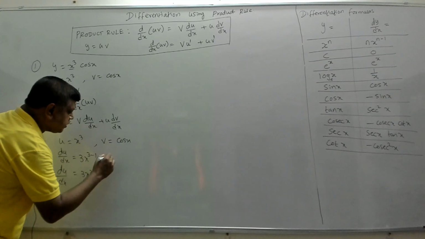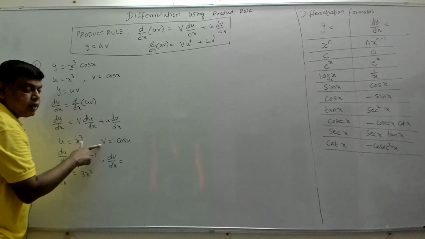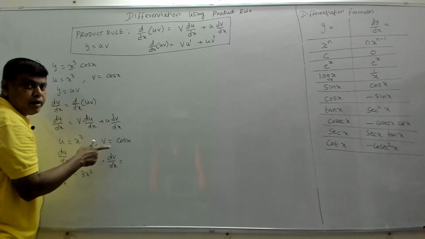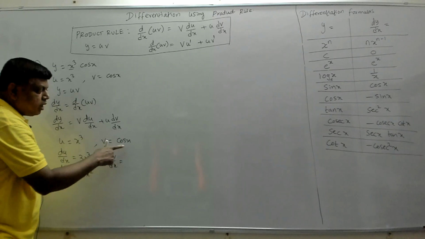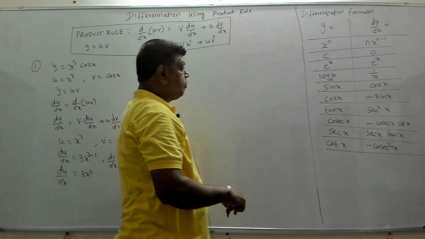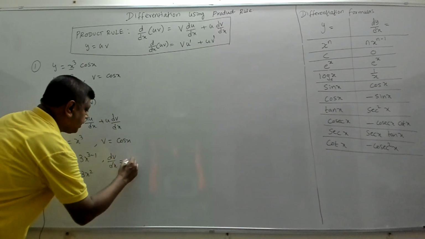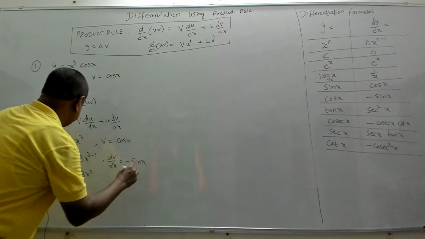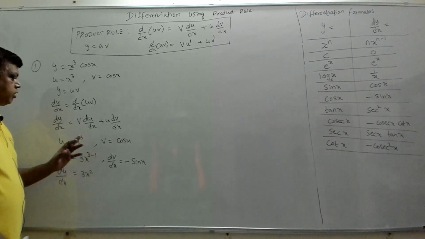Similarly, differentiating v with respect to x gives dv/dx. When you differentiate cos x, you get minus sin x. So this is dv/dx. Now we have found all of them.